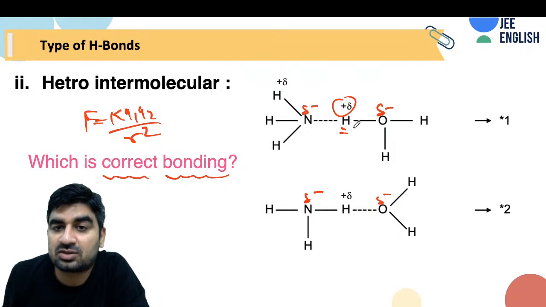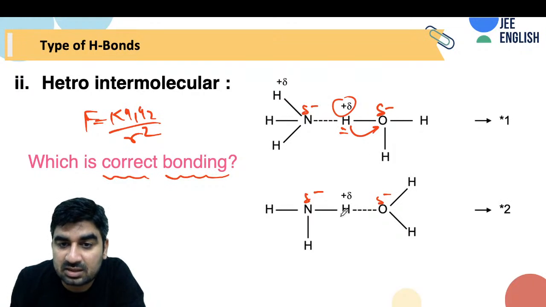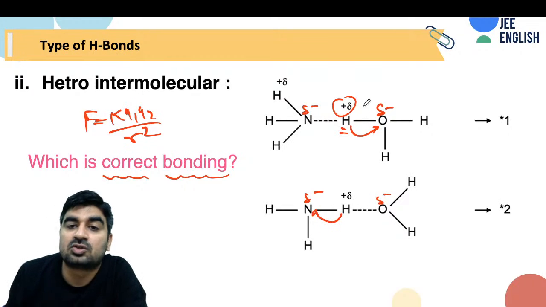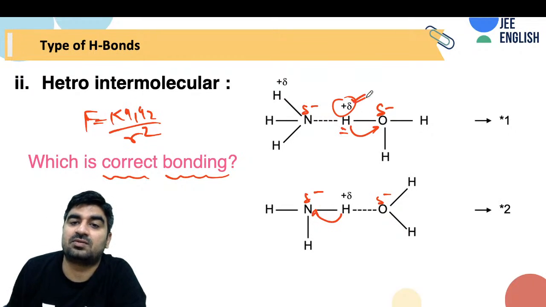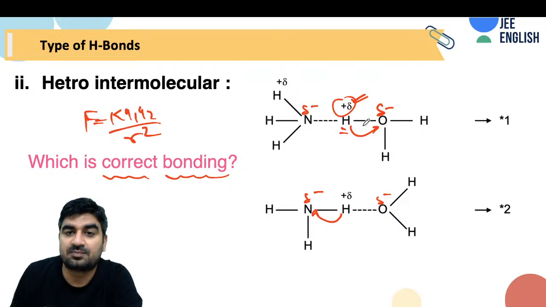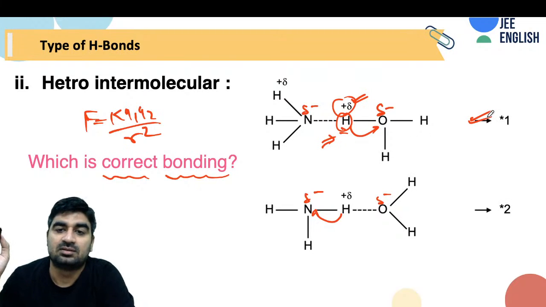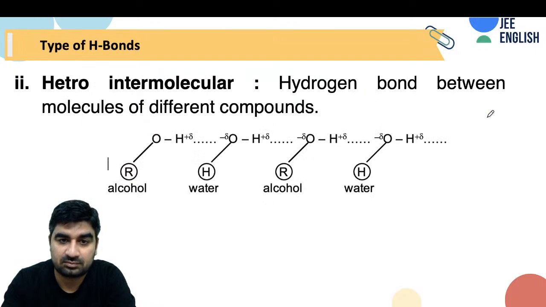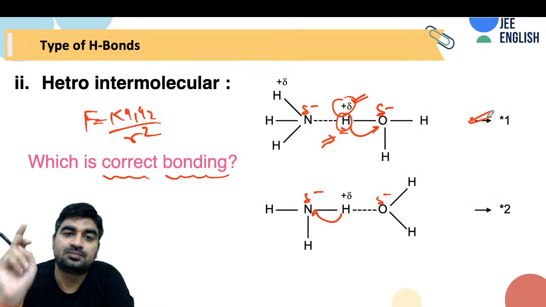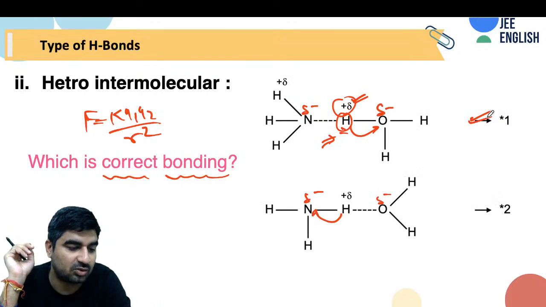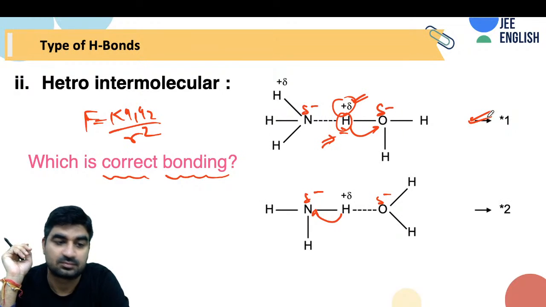Here this is the hydrogen connected to O. Here this is the hydrogen connected to N. So in which case more partial positive charge will be developed over this hydrogen? And if it is developed over this hydrogen, then I can say this one. Got it? So out of 1 and 2, which one is correct bonding? Now you know the answer. Got it?